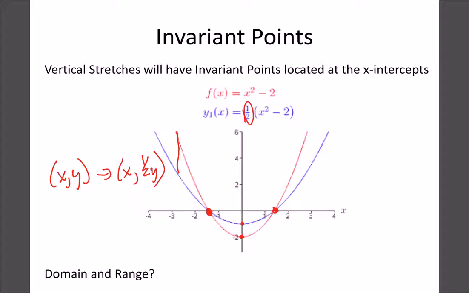So anytime we're doing vertical stretches, the invariant points will typically be the x-intercepts, because there the y-value is 0, and half of 0, or 3 times 0, whatever that number happens to be, will still be 0. So you can see our domain and range kind of work the same. So our original graph had a domain and range.